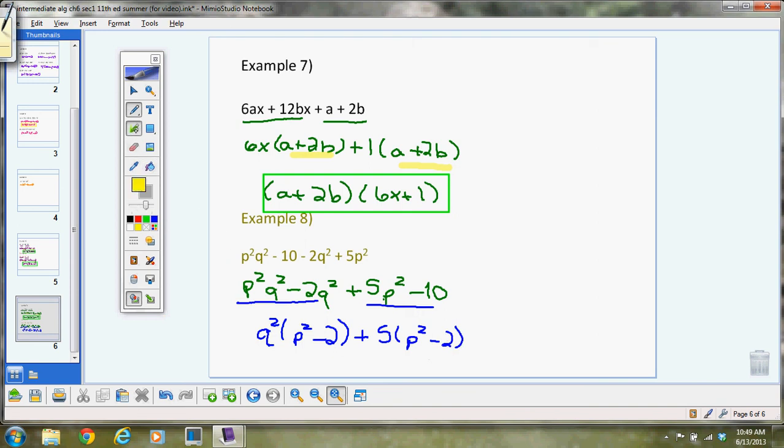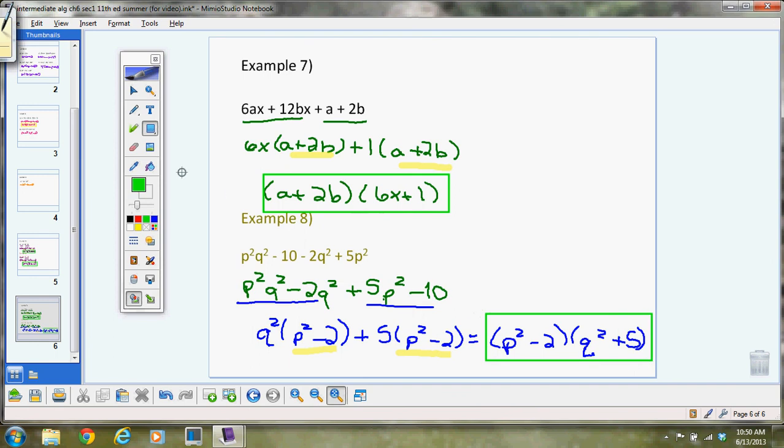Now this worked, because what I see here is they both have a p squared minus 2. So I'm going to factor that out and put it in the front. So let's put equals. I'm going to put my p squared minus 2 in front because they both have that. So I'm taking that out. And then I'm going to group together my q squared plus 5. So I can put the q squared together with the positive 5, and then I have it. So anytime you can't do the first one and the second one together, just reorganize a little bit until you get something that will factor that'll help you get the correct answer.